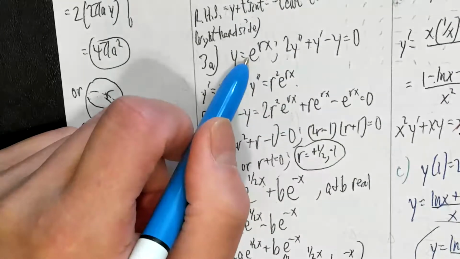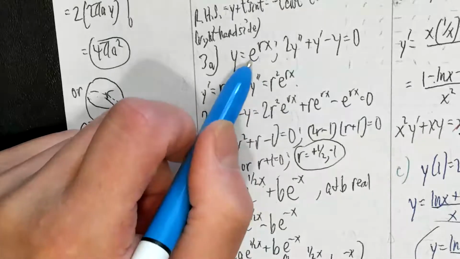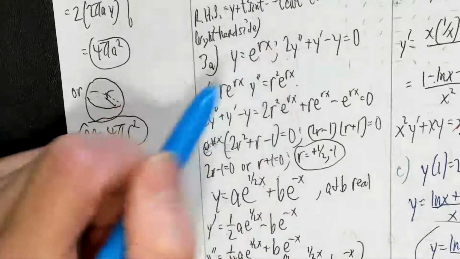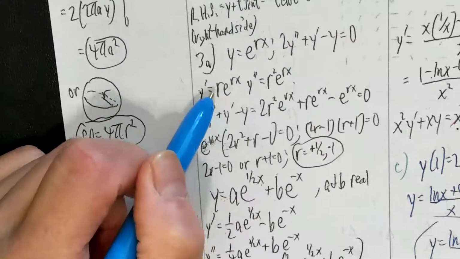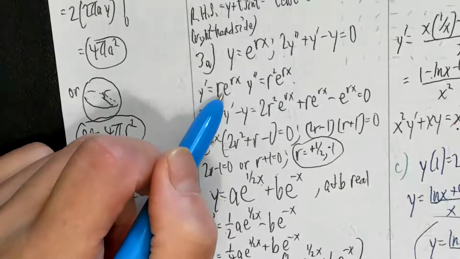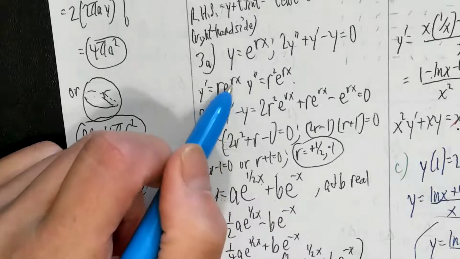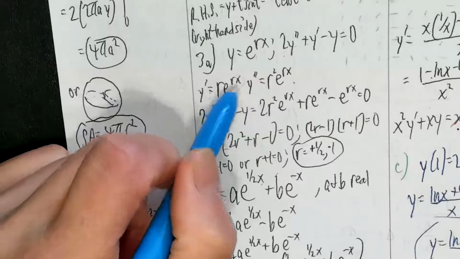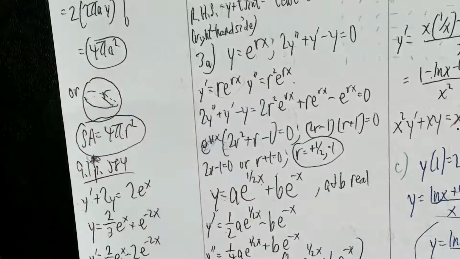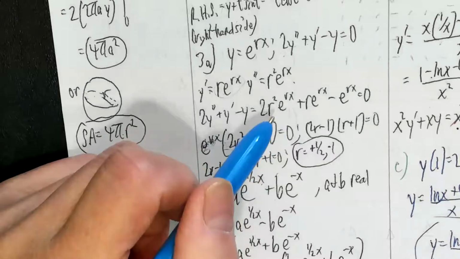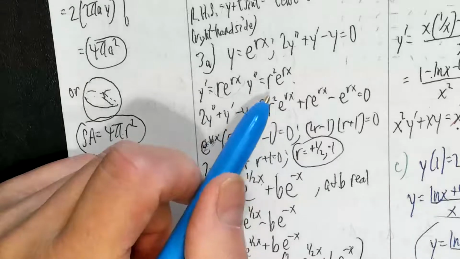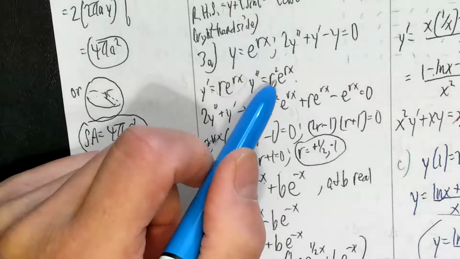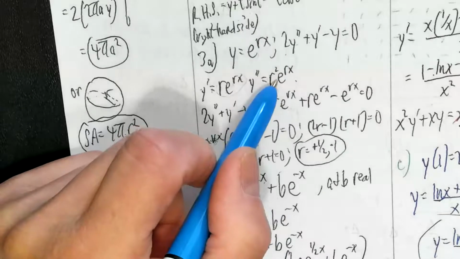So what's the derivative of e to the rx? It's e to the rx times the derivative of rx, which is r. What's the second derivative? Second derivative is the same thing. And again, by the chain rule, times another r. So it's r squared e to the rx. Okay. So first derivative, r e to the rx. Second derivative, r squared e to the rx. R is a constant. We have to figure out what it is.